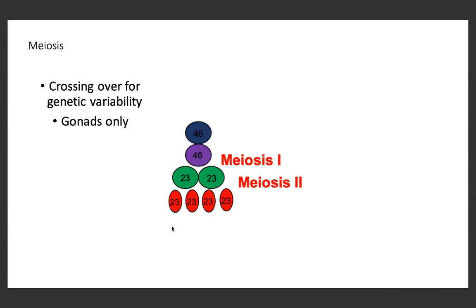Meiosis can produce up to 4 daughter cells, 1, 2, 3, 4, each with 23 chromosomes, a haploid count. Contrast that with the 2 daughter cells that were produced as a result of mitosis. Those daughter cells also have 46 chromosomes, a diploid count. Now, what is unique about meiosis is an event called crossing over, which allows for genetic variability.